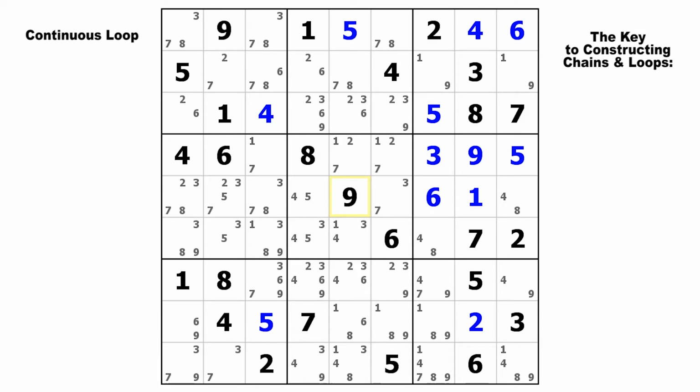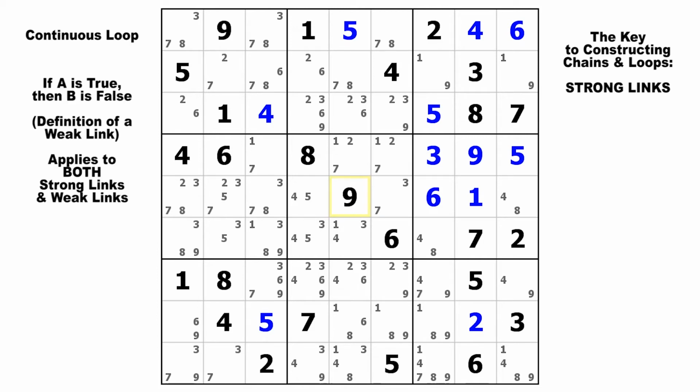The key is this: strong links. It's really as simple as that. And there are 2 very important reasons for this. First, when you are constructing a chain or a loop of any kind, every other link has to be a strong link. And second, when it's time to put a weak link in a chain or a loop, as you are alternating the links, you can always use a strong link as a weak link, because a strong link obeys the definition of a weak link. If A is true, then B is false applies to both strong and weak links.